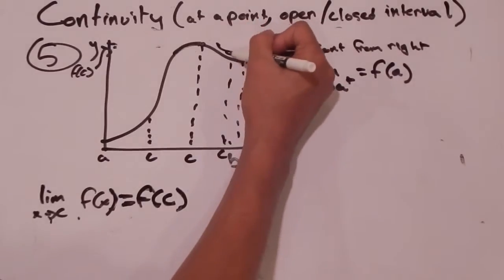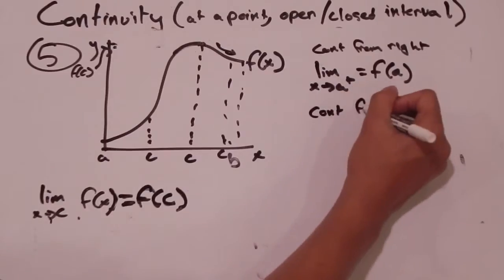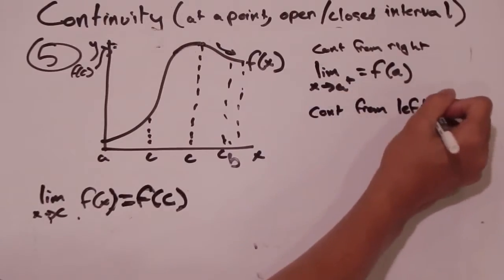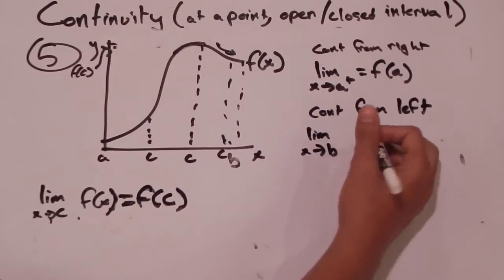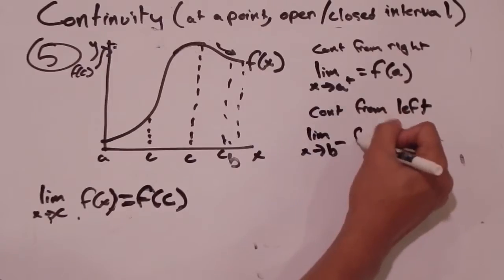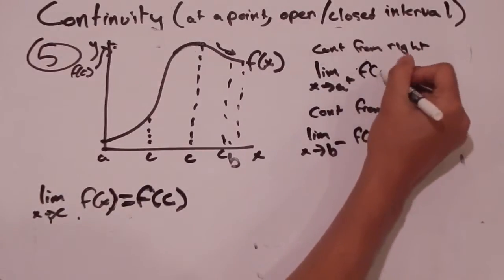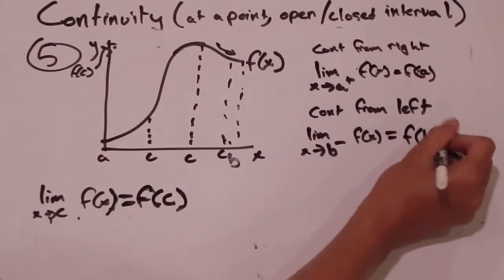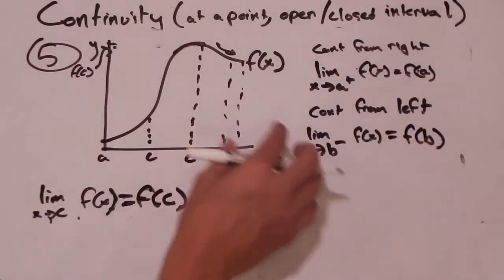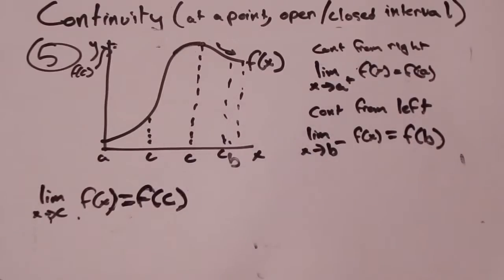What about continuity from the left when we're looking at coming in on b? We can say a function is continuous from the left if the limit as x approaches b from the left of f of x is equal to f of b. So again, f of b must be defined. The limit as x approaches b from the left must exist, and it must equal f of b. That would be continuity from the left.